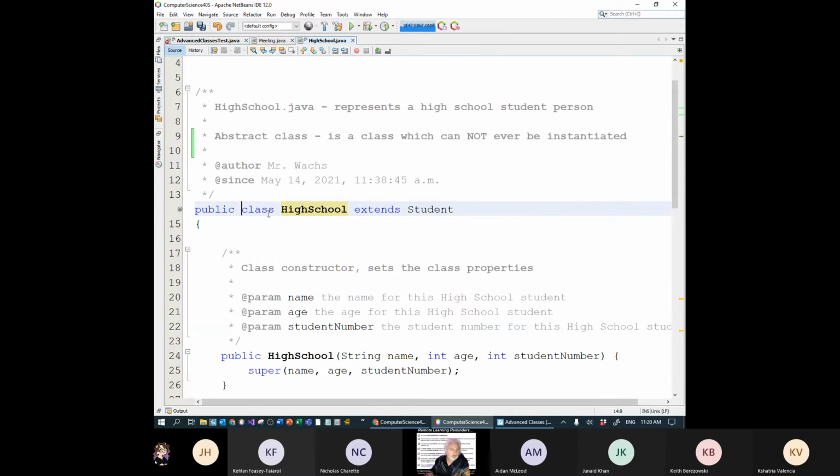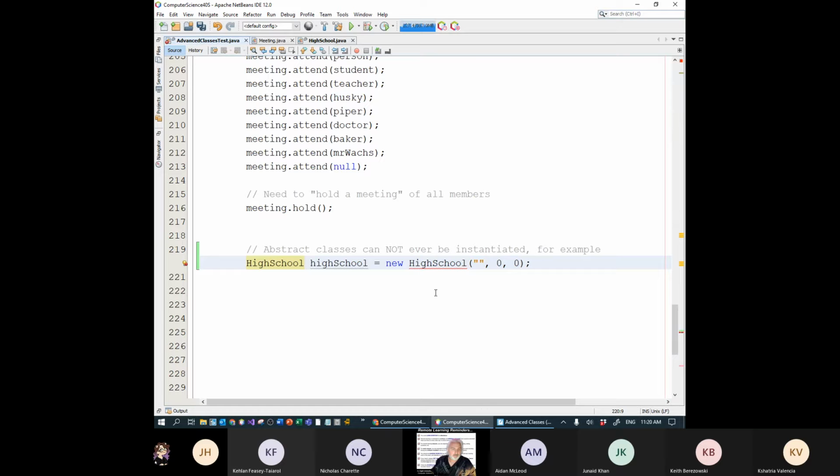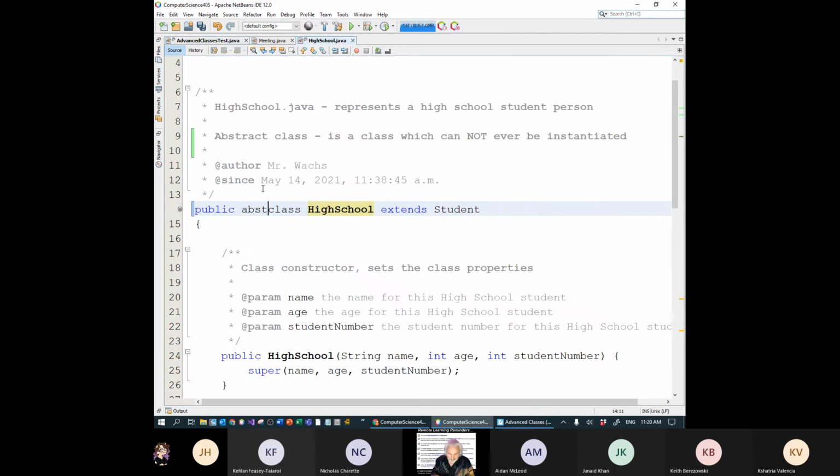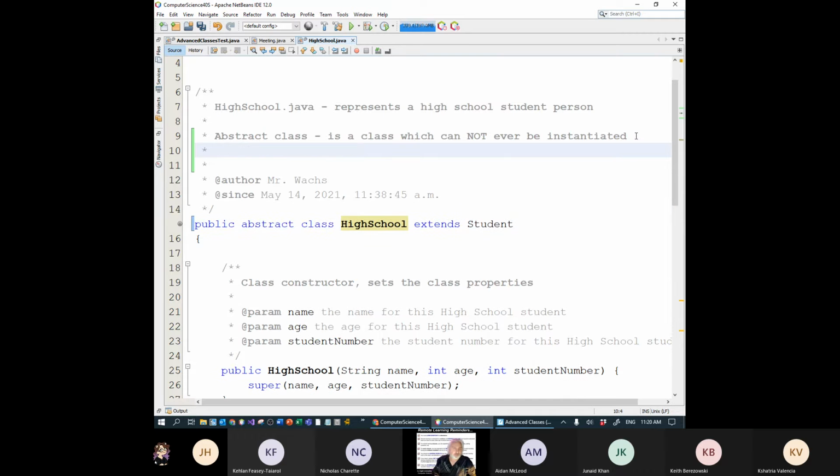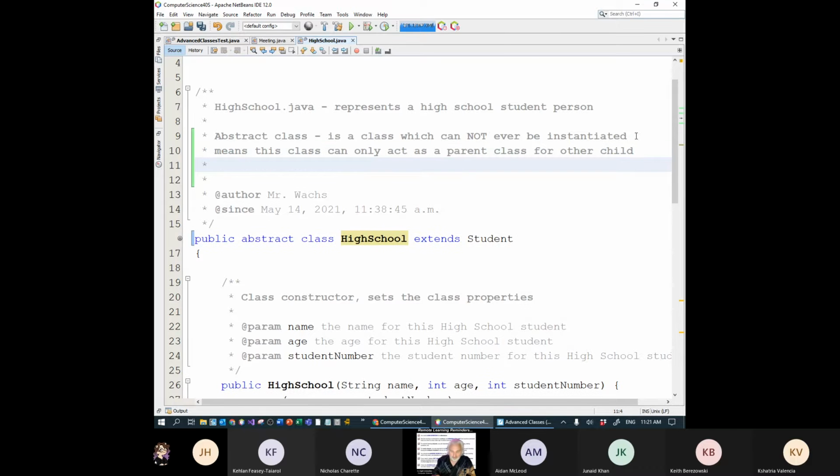If I took that out of there, then this would be no longer a problem. Give it a second, and now it's not a problem anymore, okay? So it's having that keyword in there that makes a difference. But why would I do this? Why would I ever do this, right? This means this class can only act as a parent class for other child classes, which in this case are Husky and Piper. Those are the classes that come from or are children of high school, okay? So I'm adding that into high school as an example, but we're gonna make another abstract class. We're actually gonna make a couple different abstract classes.